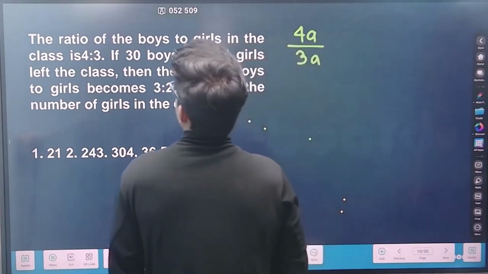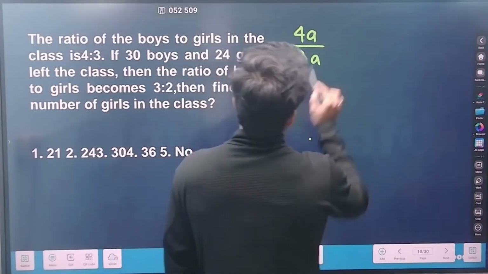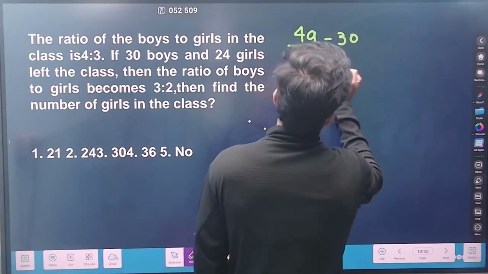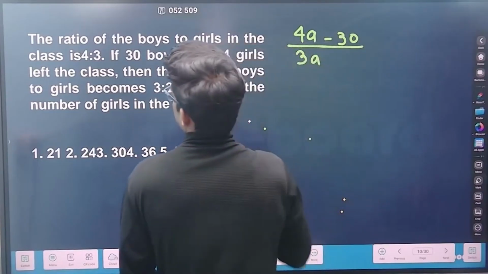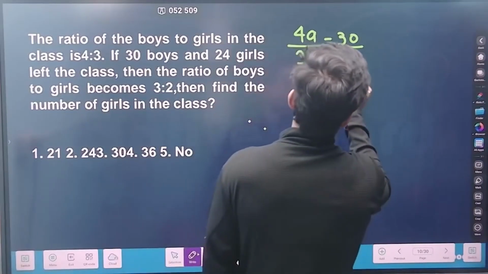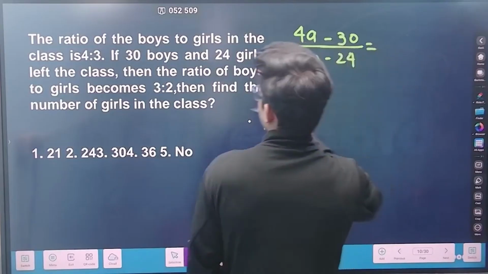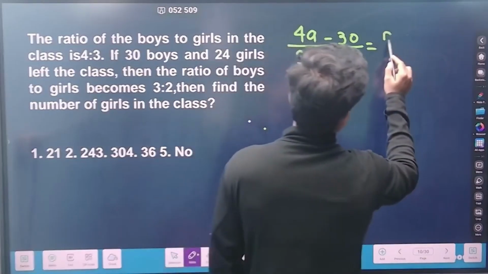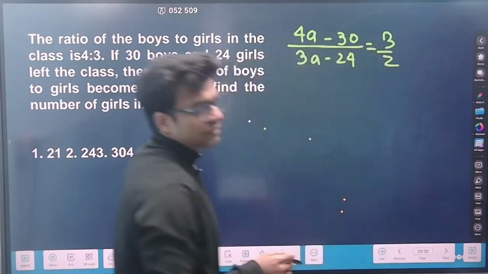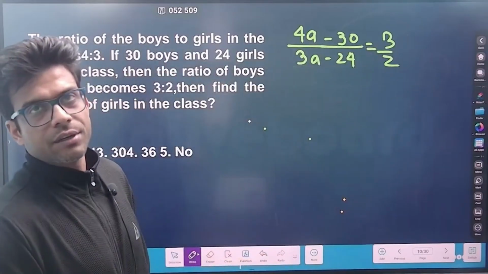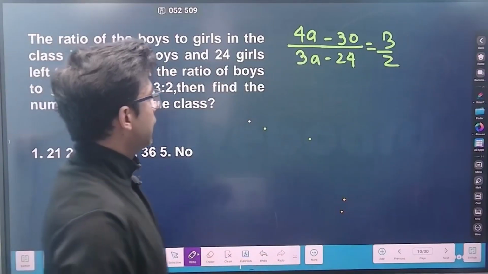Okay. If 30 boys get subtracted and 24 girls get subtracted, then the new ratio becomes 3/2. This is the equation we need to solve. And the point is that here we need to figure out the value of a.